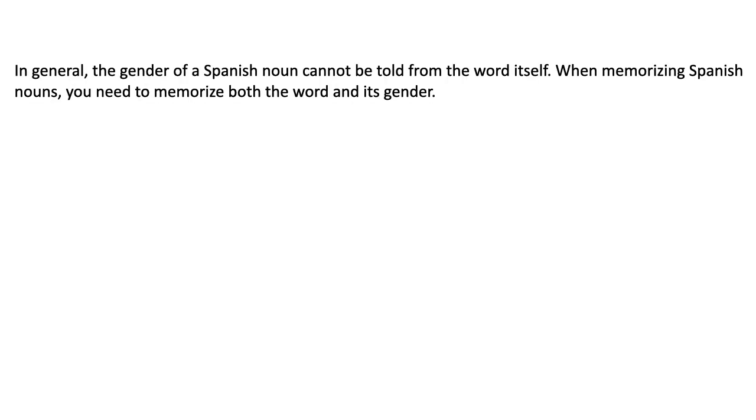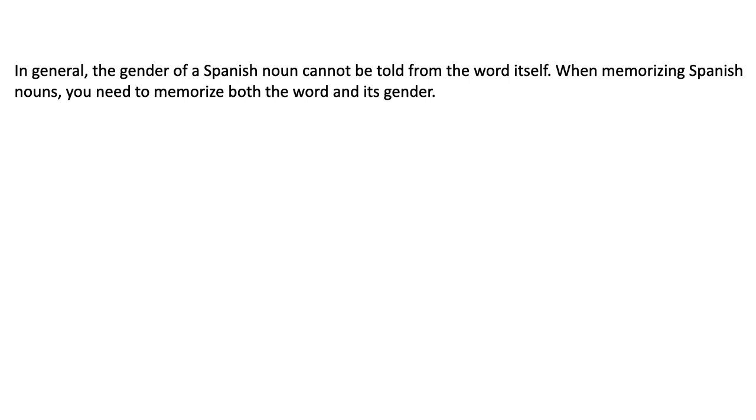And as a general rule, and this adds a layer of complication to Spanish for those people in particular that don't speak any other languages, in general, you cannot tell the gender of a Spanish noun just by looking at it, right? You have to know what the gender is. So when you start memorizing Spanish words, and you're going to start your first vocab list today, you have to memorize the gender and the word at the same time.